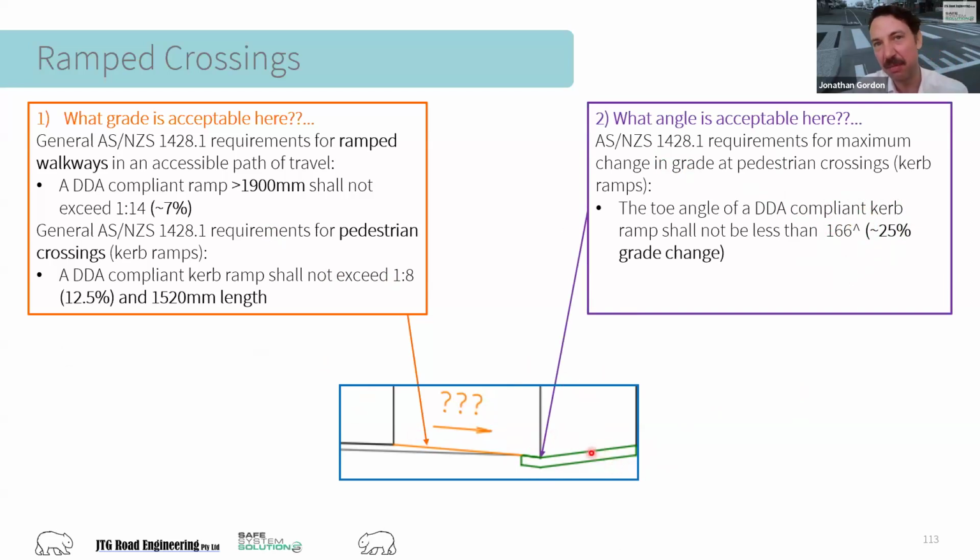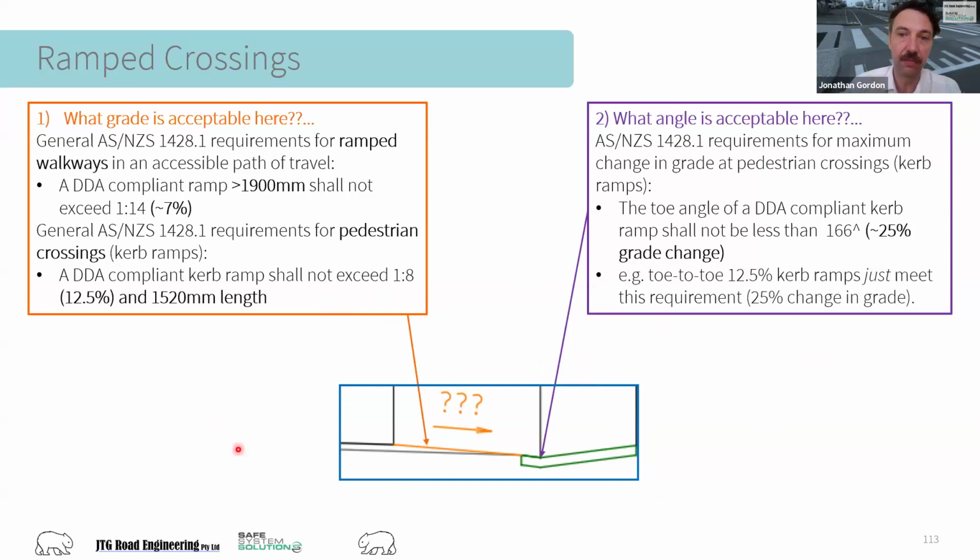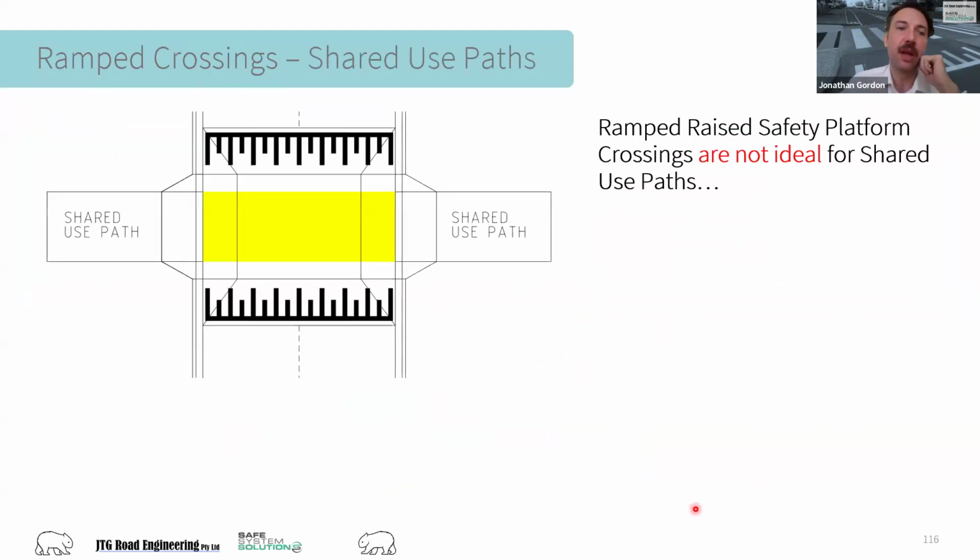It's a bit of a random number until you realize that that's roughly 25%. And 25% is roughly, going back over here, roughly 2 pedestrian crossings toe to toe. So 12.5%. That's the maximum grade change. So that gives us some information for how to get a conforming solution for our DDA users. And I've just made that point there. So it doesn't mean that it's ideal though for every scenario.